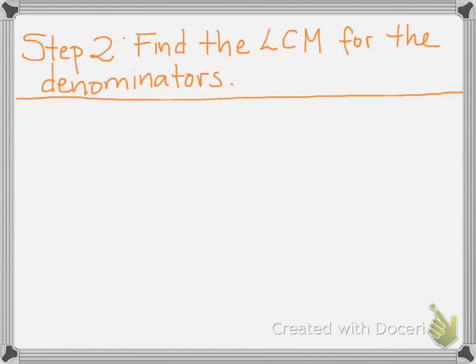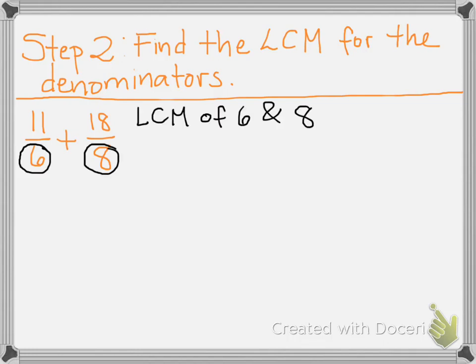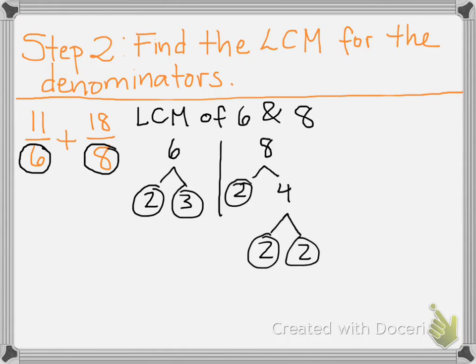Step 2, you're going to find the LCM for the denominators. The LCM is the least common multiple. So we have 11 over 6 plus 18 over 8 from our last step. If you look at the denominators 6 and 8, you're going to need to find the LCM of 6 and 8. We do our prime factorization for 6, and we see we get 2 and 3, which are both prime numbers, which is why they've been circled. We take 8, and you get 2 times 4 and 2 times 2, leaving you with 2 times 2 times 2.